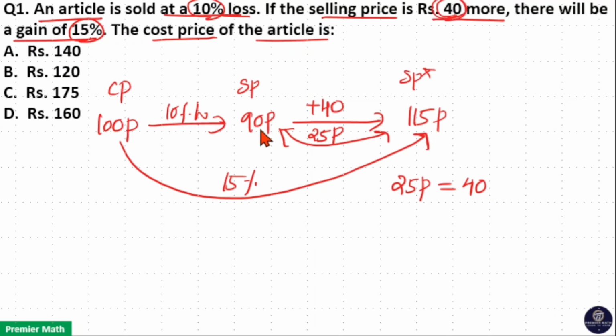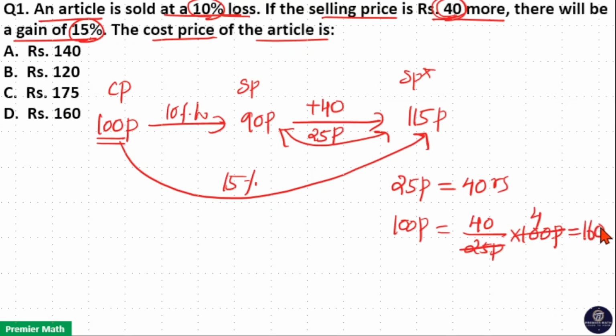That is, the difference between these two selling prices is 40 rupees. But here it is 25 parts. So 25 part is equal to 40 rupees. So we need to find out what is 100 parts. So 100 part is the cost price. 100 parts is equal to 40 by 25 parts into 100 parts, which is equal to, 25 goes 4 times in 100, so 160 rupees. 160 rupees. Option D is your answer.